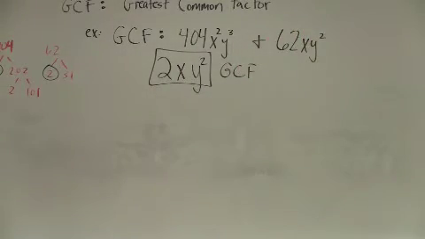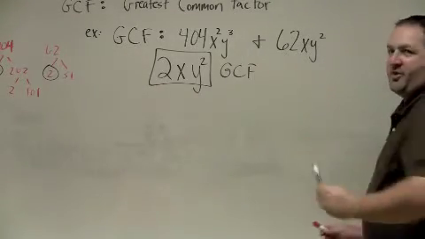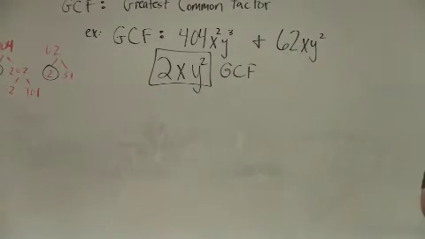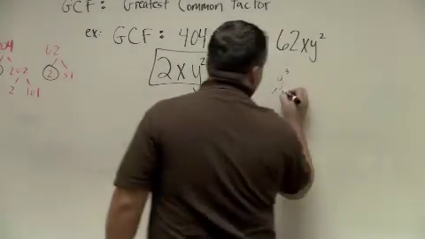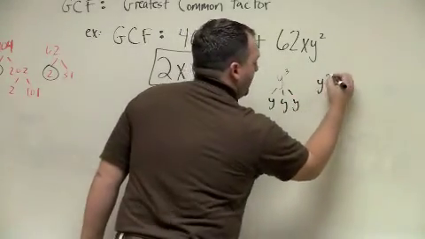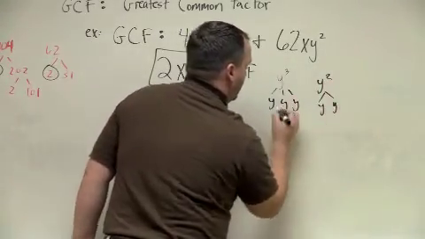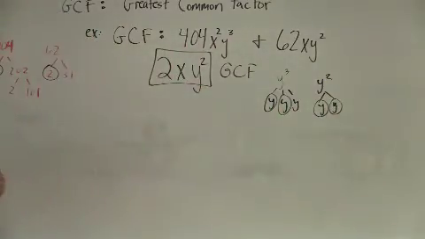Why would it be y squared? Because this one has y squared, this one has y to the third, so they have 2 y's in common. If you break down y cubed into the prime factorization, it's easy to do. It's just y, y, y, and y squared has y and y. So circle matches. Multiply them together, you get y squared. Okay?